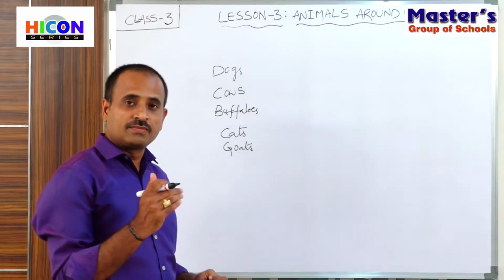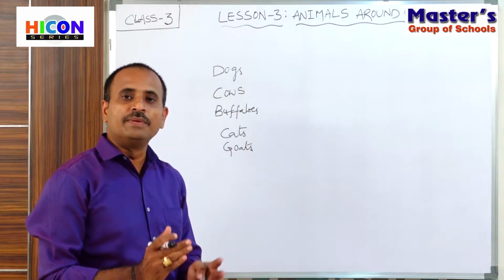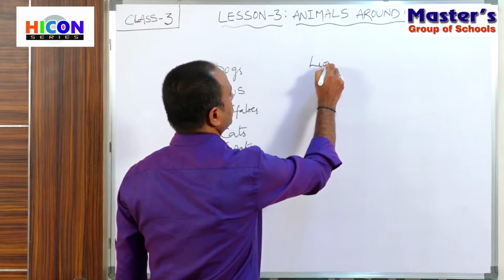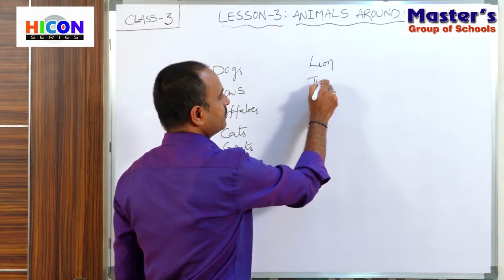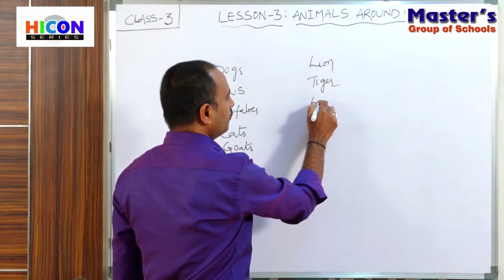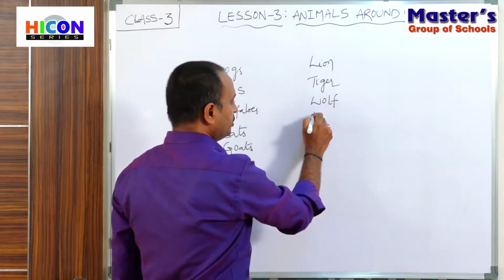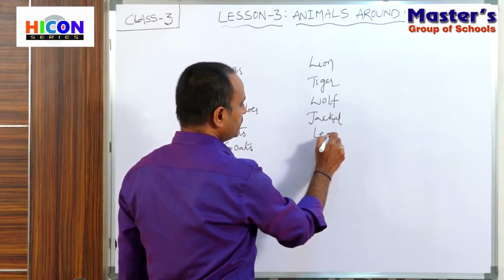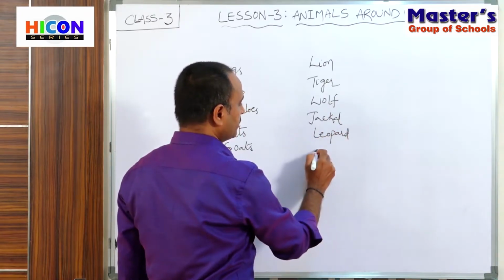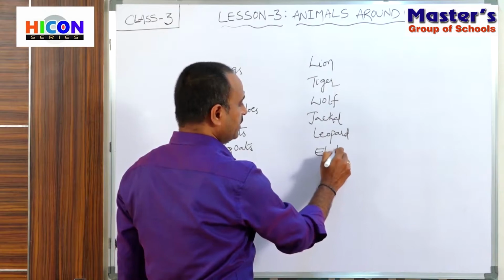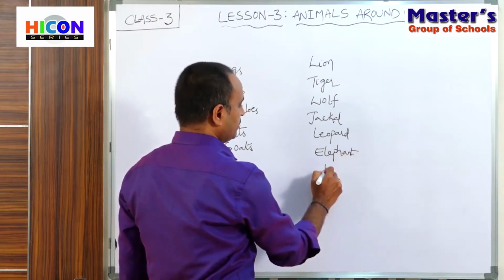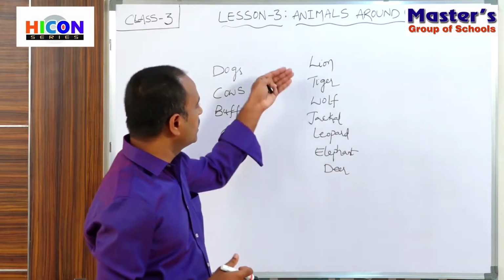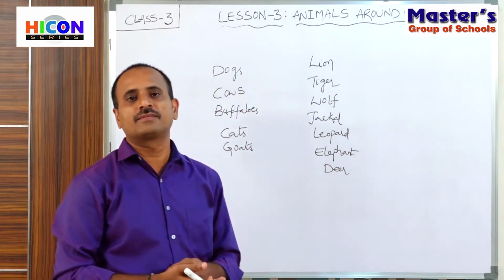Examples of animals which will be seen in the forest are lion, tiger, wolf, jackal, leopard, elephant, deer, etc. So children, these are the animals we can observe especially in the forest.